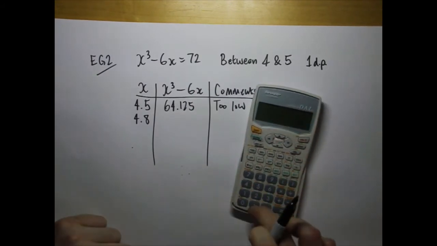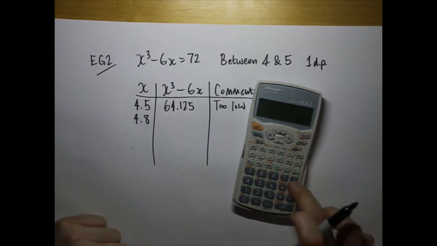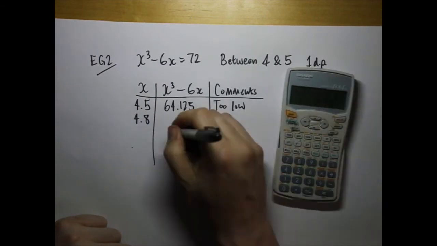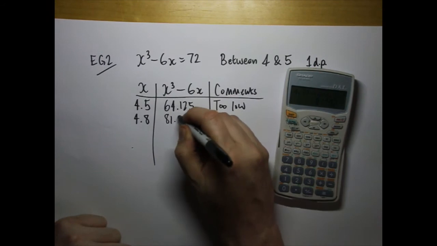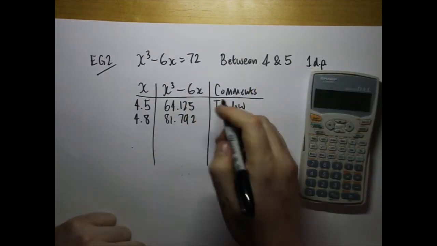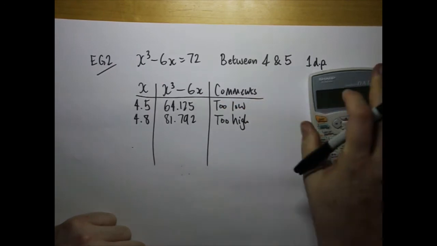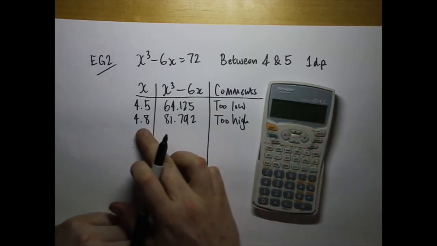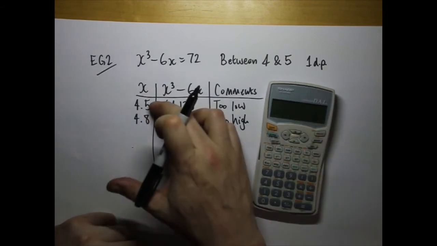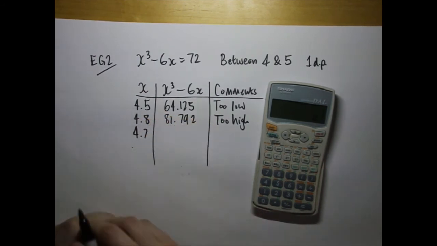Let's try 4.8. Cubed minus 6 times 4.8 gives us 81.792. That's clearly too high now. So we'll get there. Okay, so it's between 4.5 and 4.8. There's only two more values then we really need to check. First one's 4.7 and the other one will be 4.6.